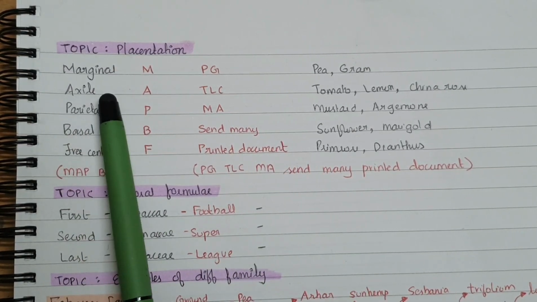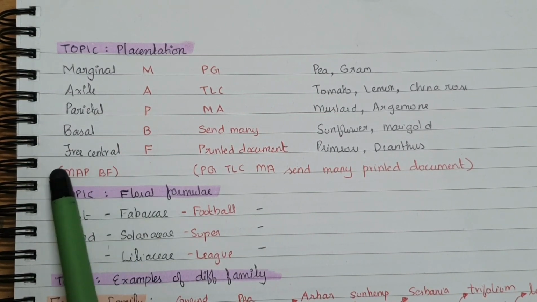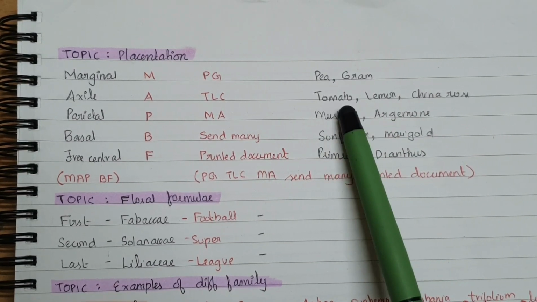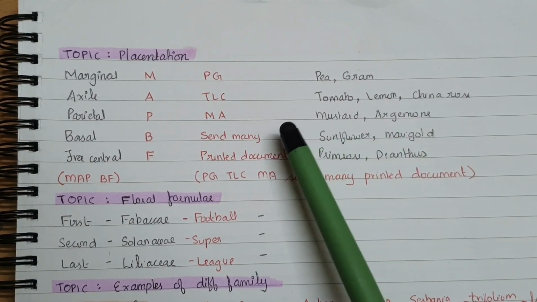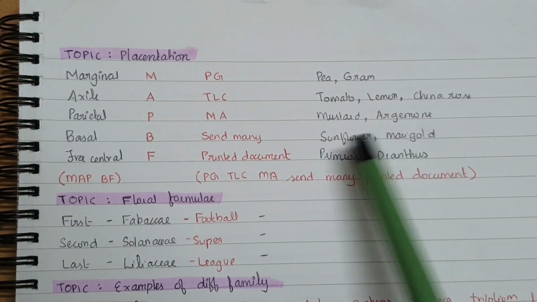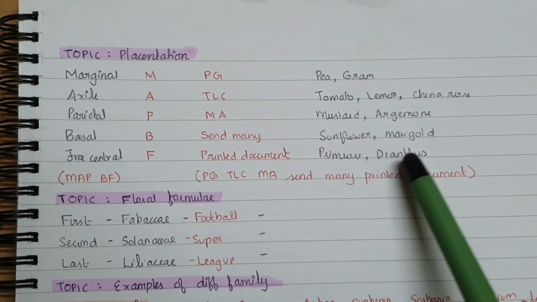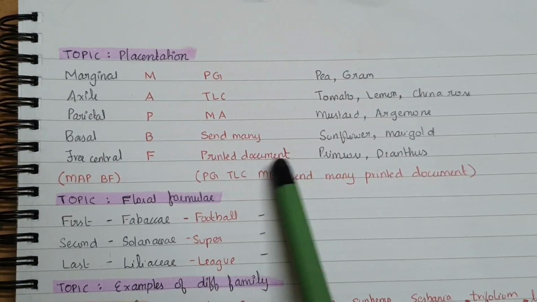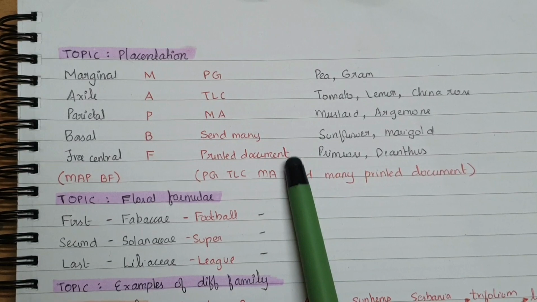So M for marginal, A for axial, P for parietal, B for basal and F for free central. And PG for P gram, TLC for tomato, lemon, china rose, MA for mustard, argemone, send many, sunflower, marigold, printed document, primrose and dianthus. So MAP-BF, PG TLC MA send many printed document.